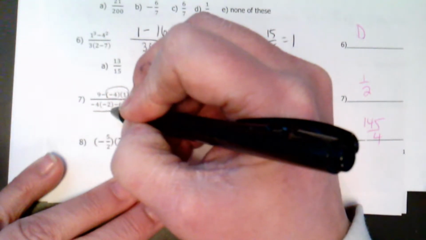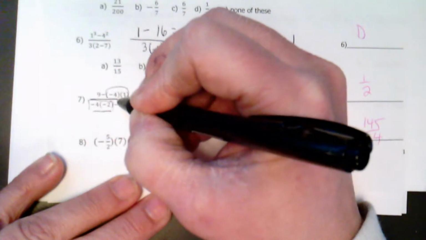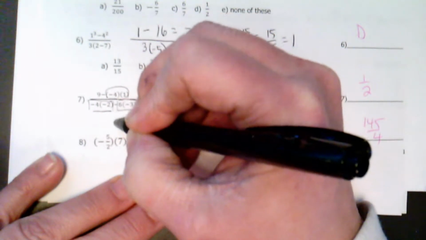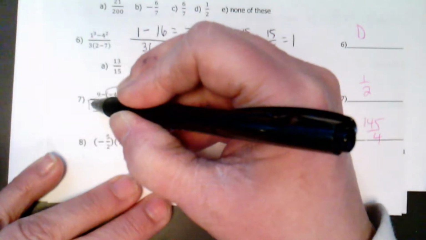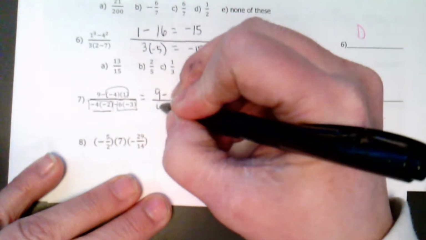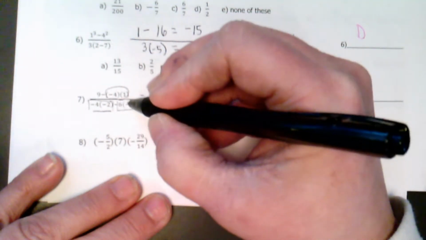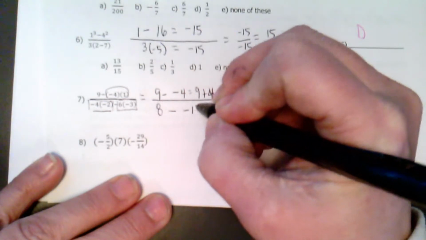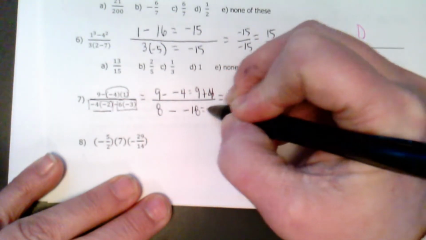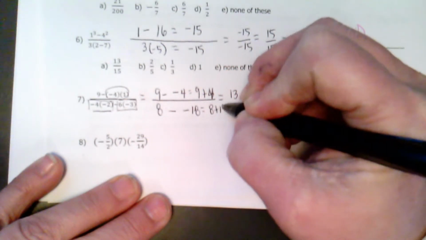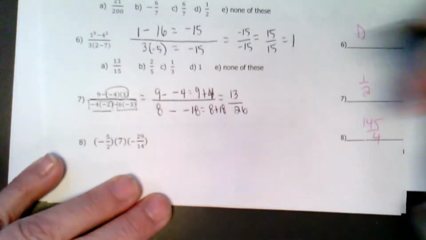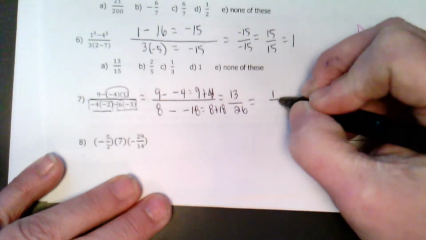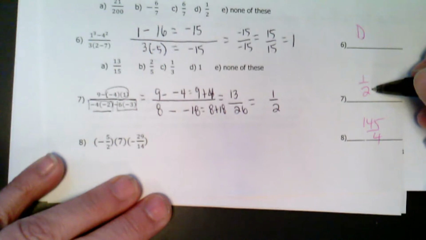The bottom we have two multiplication problems that are being subtracted. So negative 4 times negative 2 is 8. 6 times negative 3 is negative 18. That's the same as 8 plus 18, so we get 26. This all reduces down to 1/2.